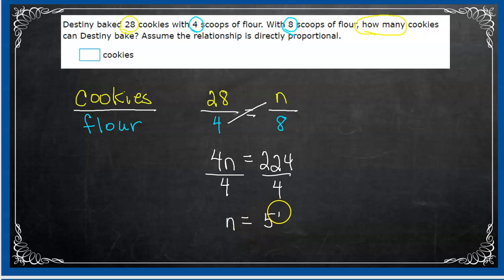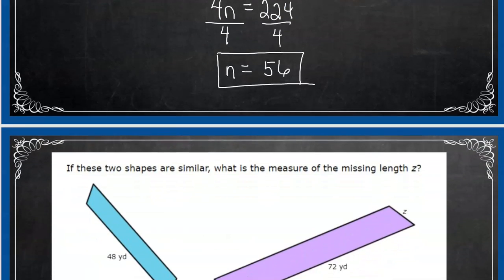56. So what does that tell me? With 8 scoops of flour, Destiny can bake 56 cookies. Well, let's see. 4 times 7 is 28. 8 times 7 is 56. That kind of makes sense. Let's see if we have another one.